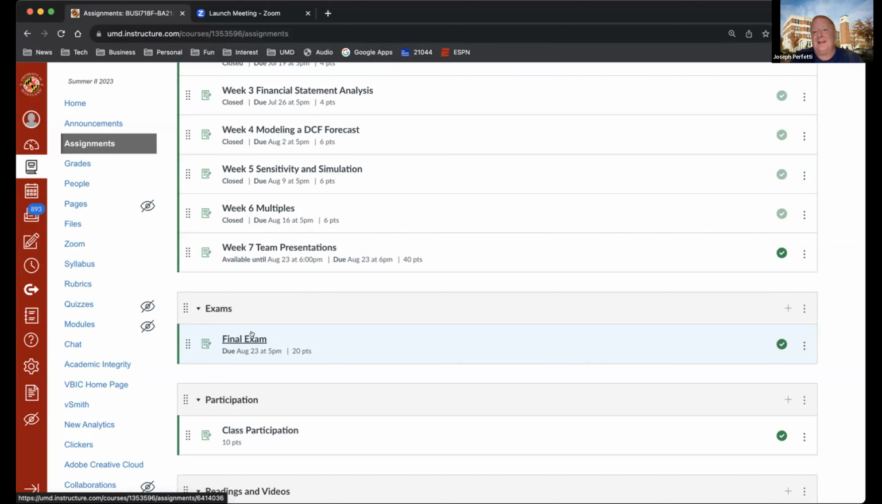Okay, so an example question might be something like this. What is the appropriate amount of time in an enterprise DCF to forecast year by year before entering a continuing value period? 3 years, 5 years, 7 years, 10 years, none of the above. So what would be the answer to that question? 5 years? I hope I'm right.